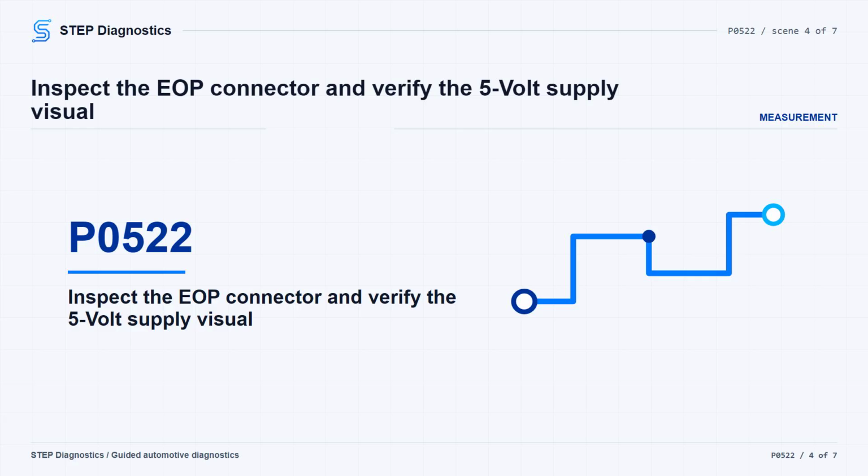If the connector and terminals look good, leave the EOP sensor connector disconnected and measure the voltage on the 5-volt supply circuit at that connector. The expected result is between 4.9 and 5.1 volts. If it is in range, continue to the signal circuit tests. If it is not in range, repair the 5-volt supply circuit for an open or a short to ground. Then verify the repair and confirm the code stays gone.